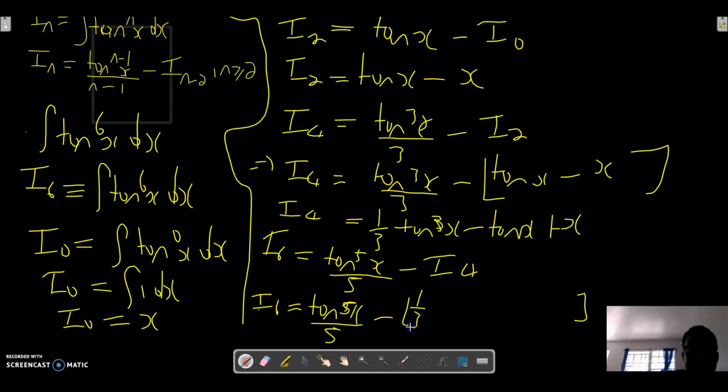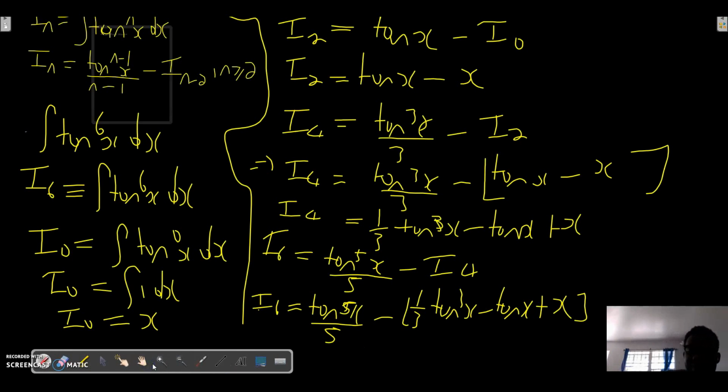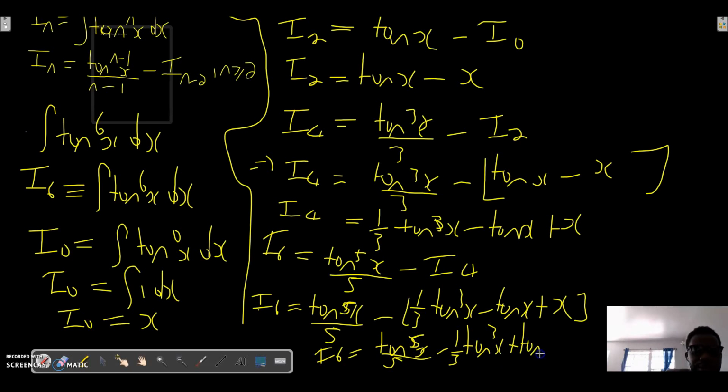So you have 1/3 tan cube x minus tan x plus x. Let me just remove this so we can have the space to write the final line. And then all we have to do is simplify. So I'm going to have I6 equal tan to the 5th x over 5 minus 1/3 tan cube x plus tan x minus x. And now we can add the plus c, which is a constant of integration.